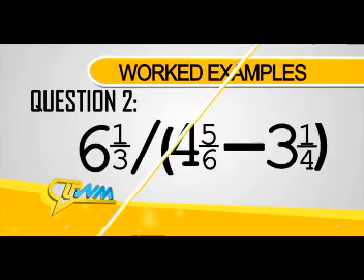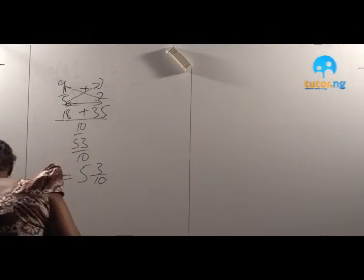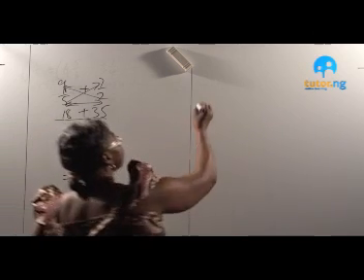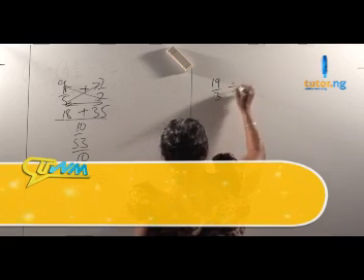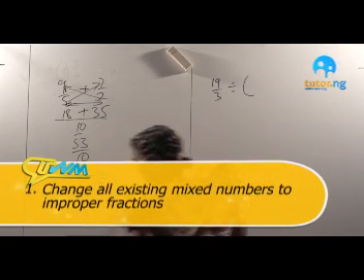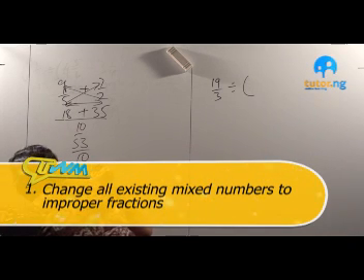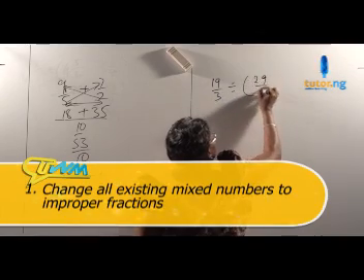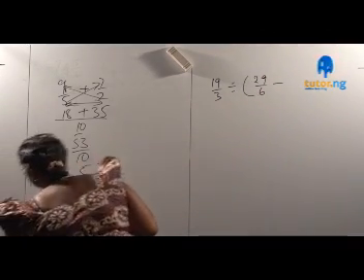Again, first step, change to improper fraction. So you have 19 over 3 divided by 29 over 6 minus 13 over 4.